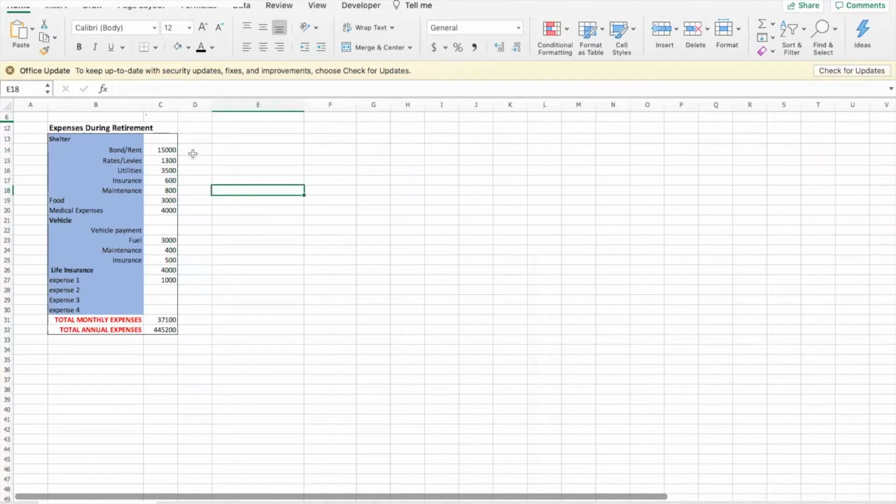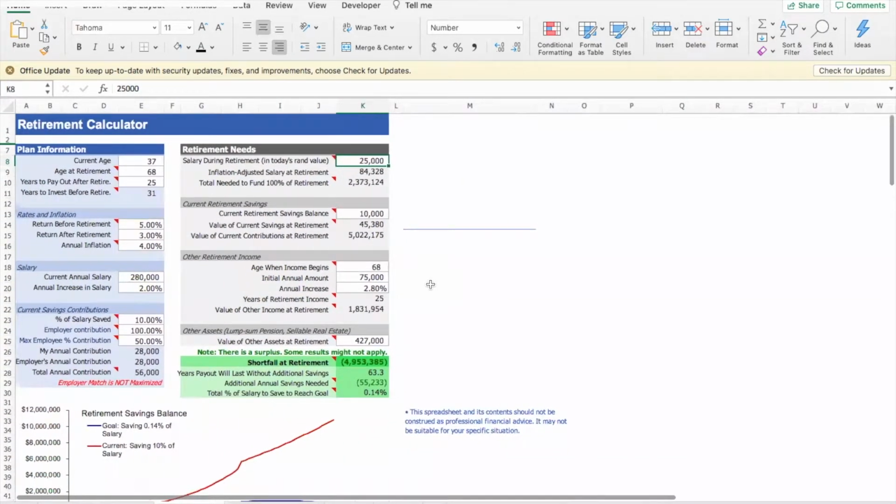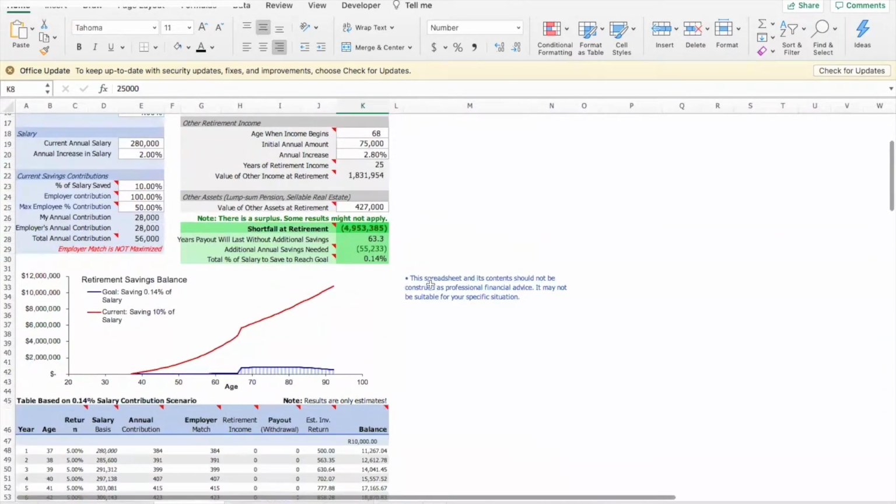If you're paying rates and levies, utilities, insurance and maintenance, your food spend, your medical aid spend, your vehicle spend, that comes to 37,100 Rand. So we're going to take this figure, our total monthly spend, and do some retirement calculations in sheet number two. Don't get too scared of the sheet. It's a lot of calculations.